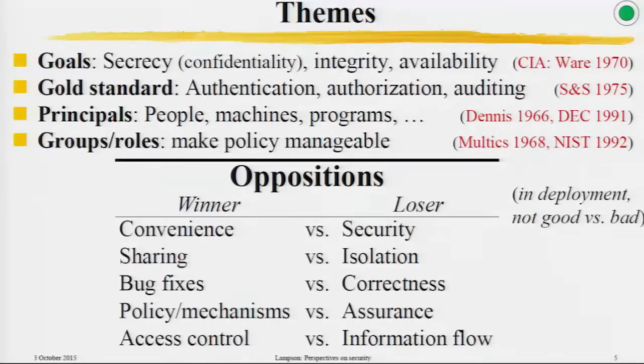Bug fixes win over correctness for reasons that we'll talk about briefly. Policy and mechanism wins over assurance. It's much easier to invent features than it is to make sure that the features you already have are actually working. And access control wins over information flow.